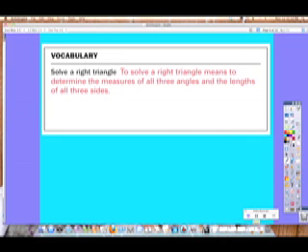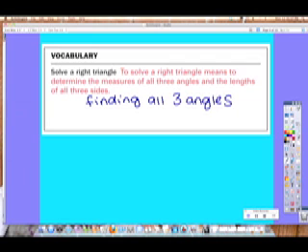Solving a right triangle means finding all three angles. But then also finding all three what, guys? That's it. Finding all three sides. And this gets into Ellie's question earlier on the warm-up. What if you know everything but the angles? Is there a way to find that? Yes. We're going to do that in just a little bit.